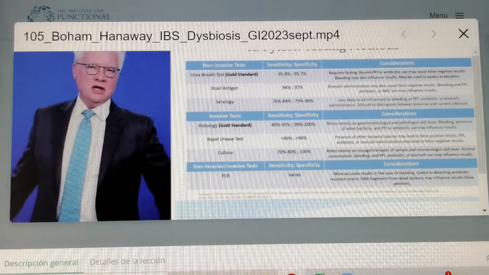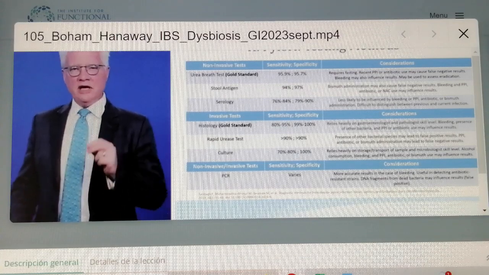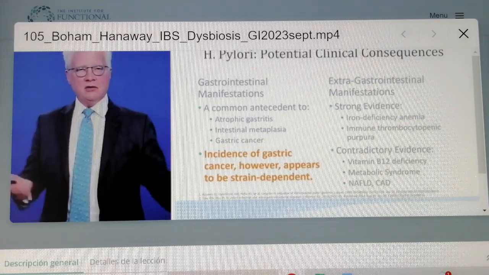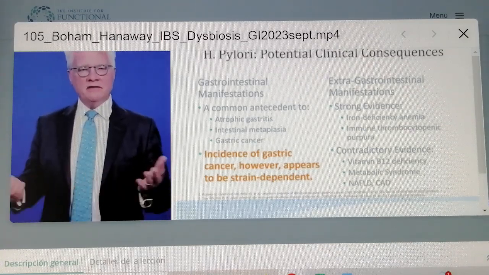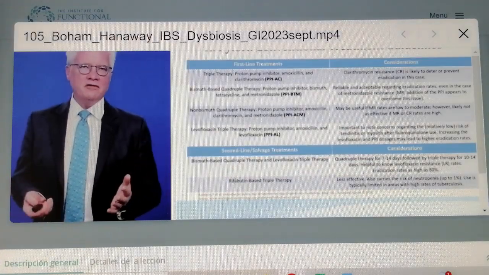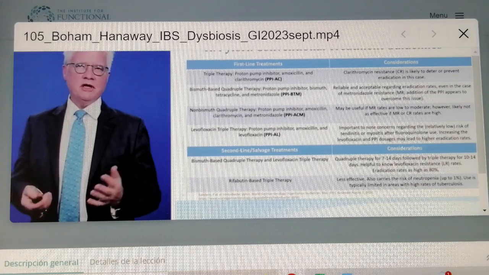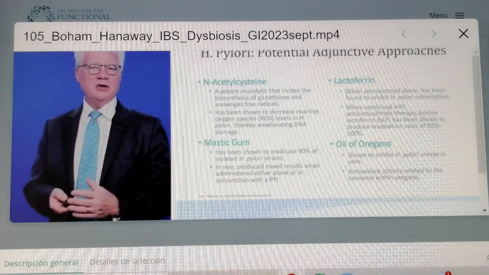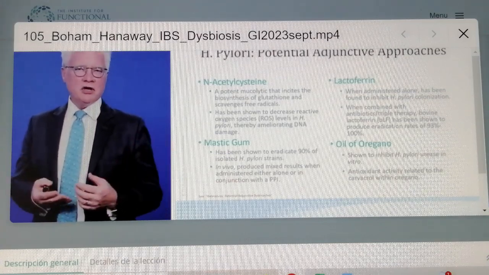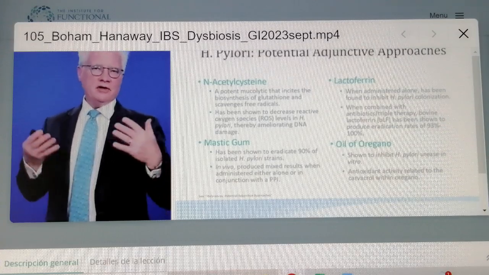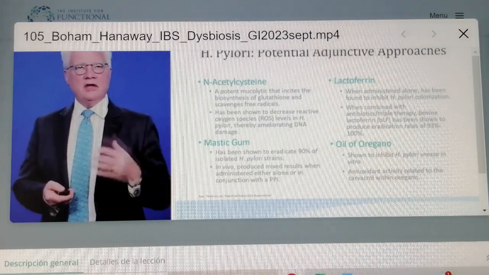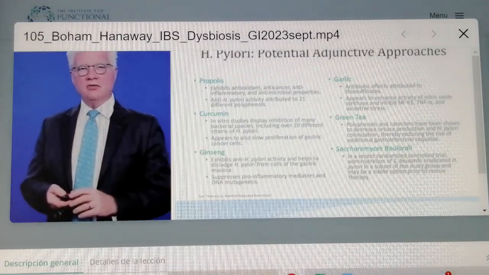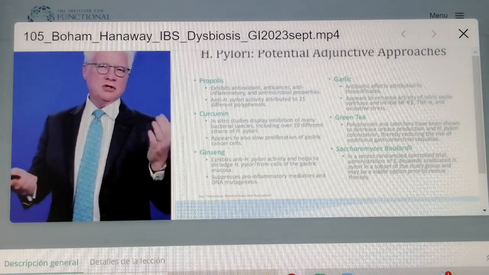And so it raises a question: are people being inappropriately treated for H. pylori when they don't actually have pathogenic amounts of it? Now, H. pylori can have lots of different clinical consequences and manifestations, and the treatment guidelines, as you're probably familiar with, use triple therapy and quadruple therapy. Then there are also adjunctive therapies that we recommend, rather than using a large bazooka of antimicrobials or antibiotics that will clearly disrupt the gut microbiome. Rather, we can use things like NAC and mastic gum, oil of oregano, ginseng, garlic, green tea, and even Saccharomyces boulardii has been shown in a recent trial.